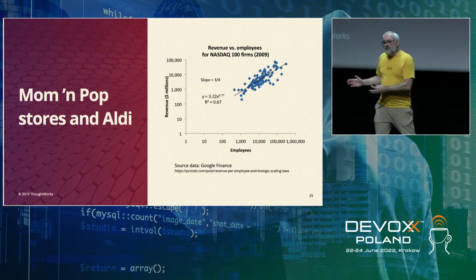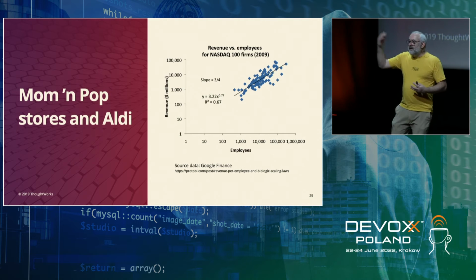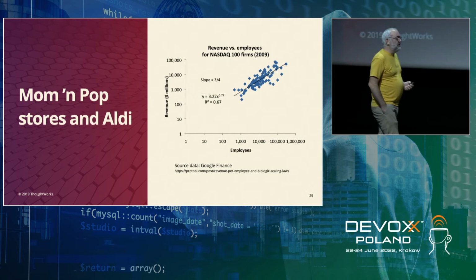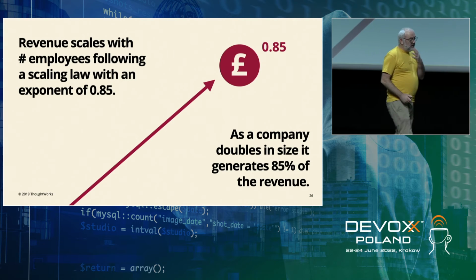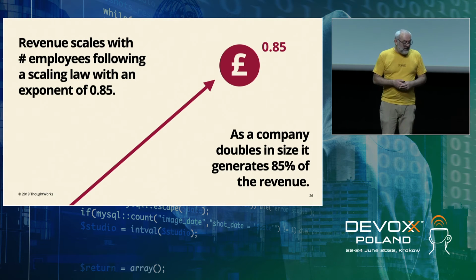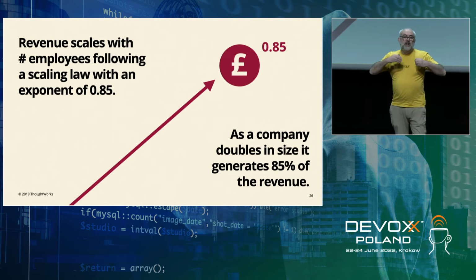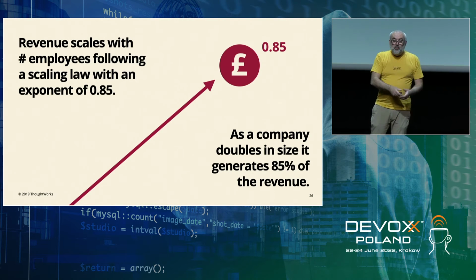Which is different to Amazon. I showed you that graph of Amazon. They're in advance of that. They're going faster than this. So revenue scales with number of employees following the scaling law with an exponent of about 85%. So as a company doubles in size, unlike Amazon, you don't double the revenue. You don't more than double the revenue.